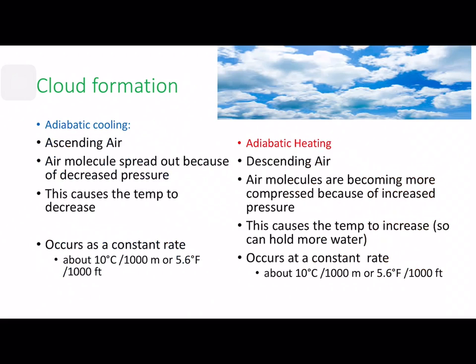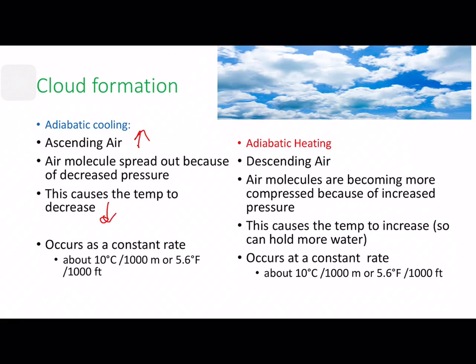Right, so you have two things. We just talked about this as a review. If you have adiabatic cooling, the air is going up, air molecules are spreading out because there's less pressure, and the temperature is going down. We said it's about 10 degrees every 1,000 meters.